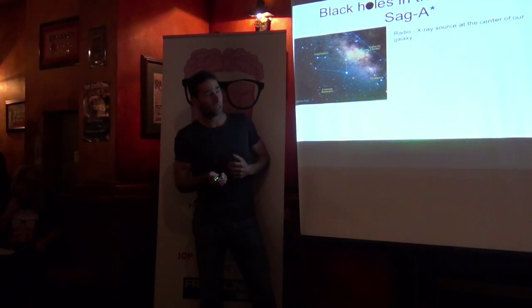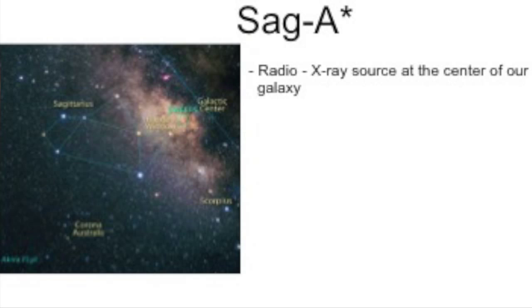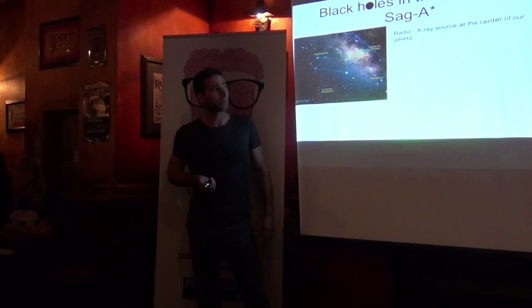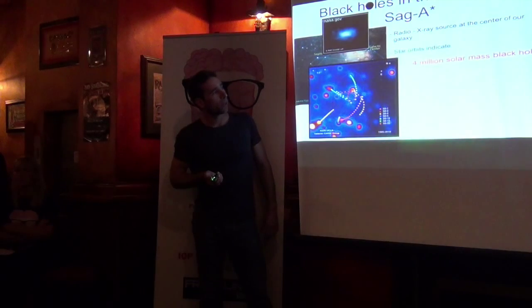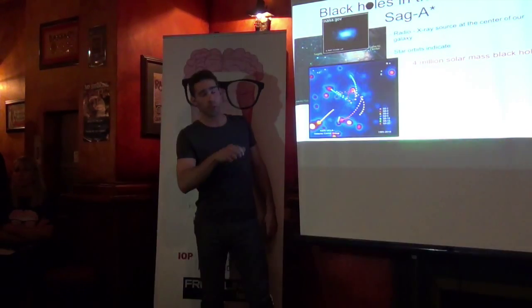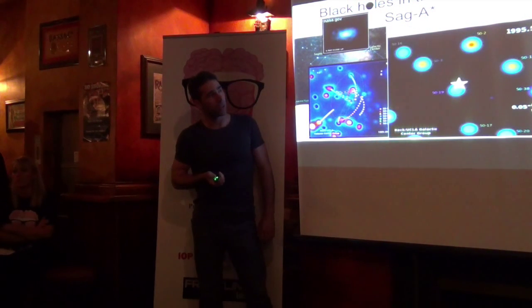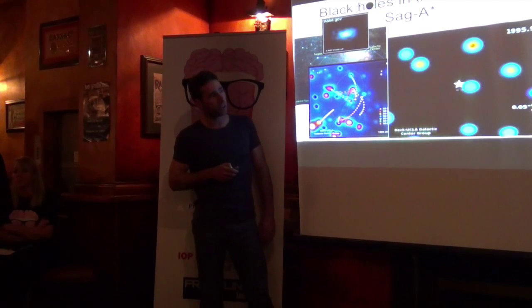There is another black hole that exists in the center of our galaxy called Sag star. The center of the galaxy is next to the constellation Sagittarius. This thing has been there for a very long time. And by looking at the orbits of stars around it, we measured its mass, 4 million solar masses, so we think it's a black hole. Here's a movie showing the orbits from 1995 till 2013.